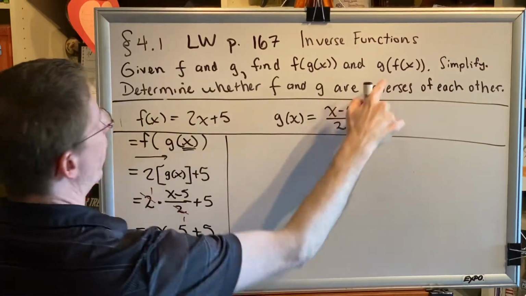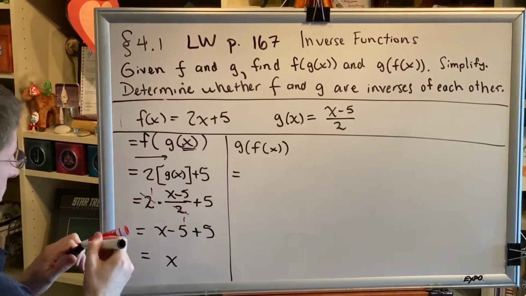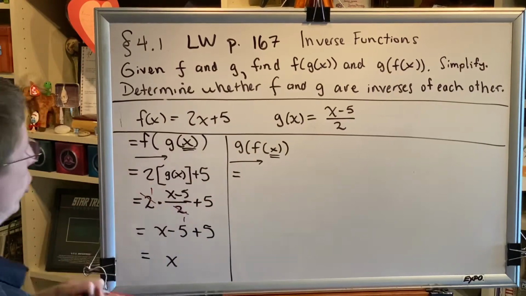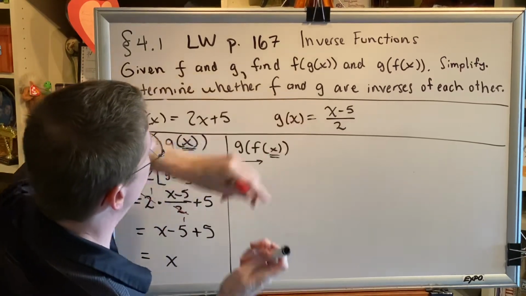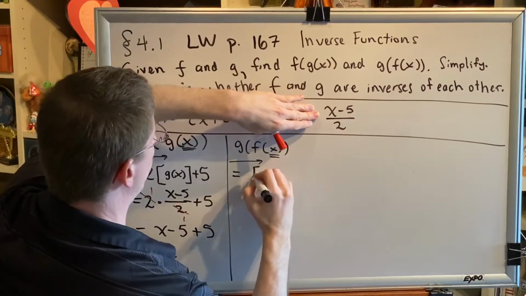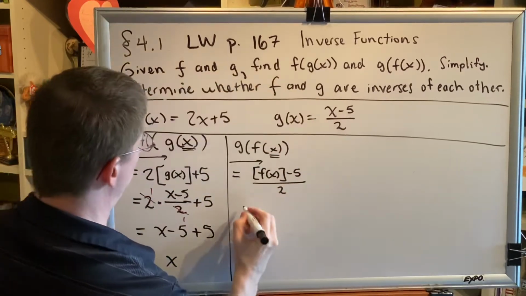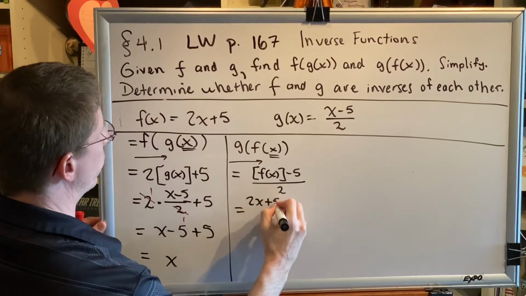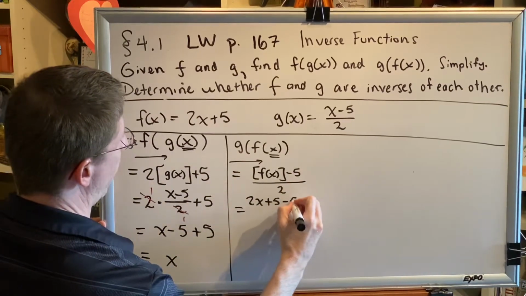Next, now we got to find g of f of x. All right. Well, my input is a variable, which means I work from the outside in. So I'm going to use function g, specifically the right-hand side of function g. But everywhere I see an x, I'm going to put an f of x instead. So I get f of x minus 5 all divided by 2. We know what f of x equals, so let's replace it. F of x is 2x plus 5. So this turns into 2x plus 5, then the rest. Subtract 5 over 2.